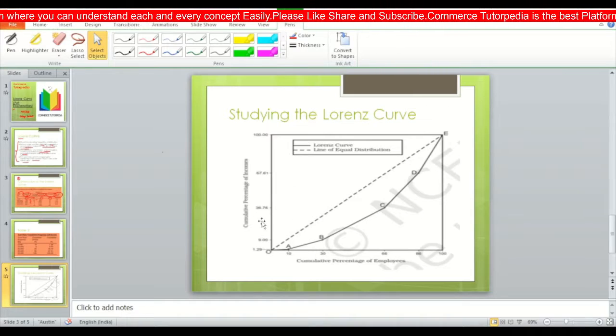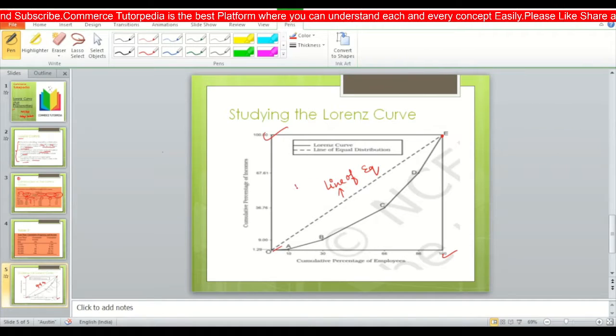In this Lorenz curve we have represented all these values. We have to draw a line joining the coordinates 0,0 with 100,100. I hope this is understood, we have joined 100 and 100 over here. Now we will name this the line of equal distribution. This is the line of equal distribution as it divides the total graph into 2 parts.